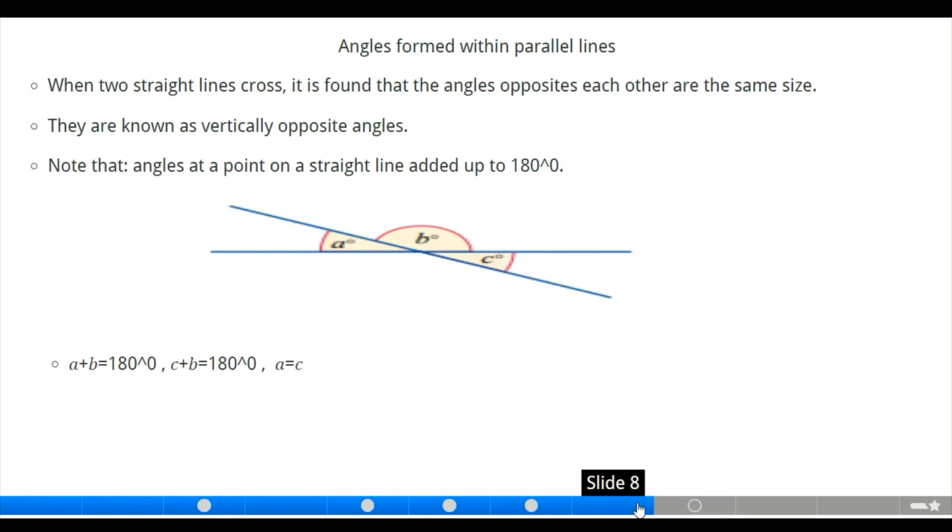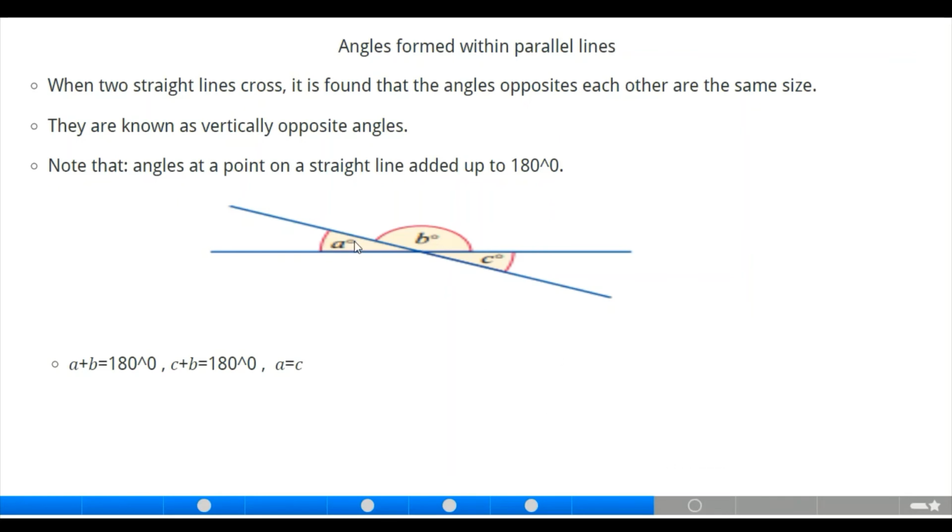So what we are talking about here is that if you have two lines crossing each other, their opposite angles are the same. So we refer to this as vertically opposite angles. So for this illustration here, if you look at it, we have A, B, and C. Based on the property that we just made mention of, we can now say that angle A is the same thing as what? Angle C. So they are vertically opposite each other.